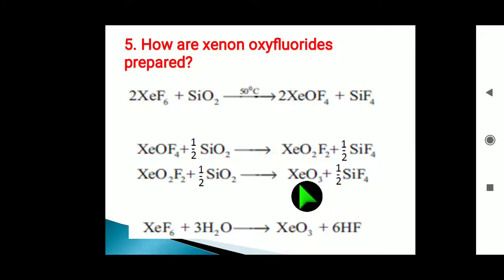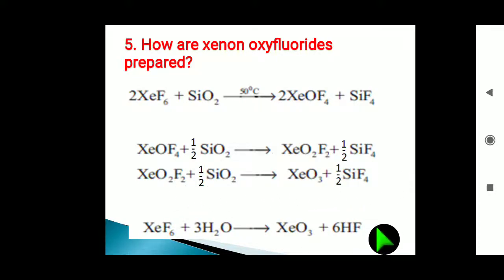Xe, right side 1 xenon. Left side also 1. Then here 1 by 2 is given. That belongs to silicon also. So here 1 by 2 SiF4. Then 4 divided by 2, the fluorine number is also 2. Left side also 2, right side also 2.